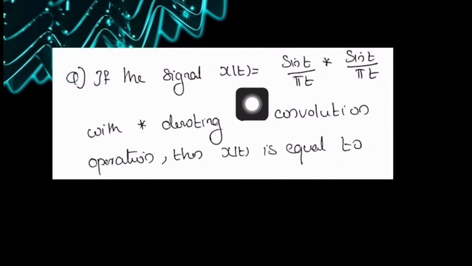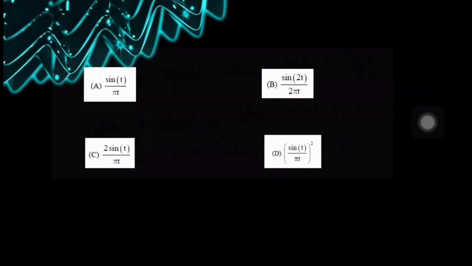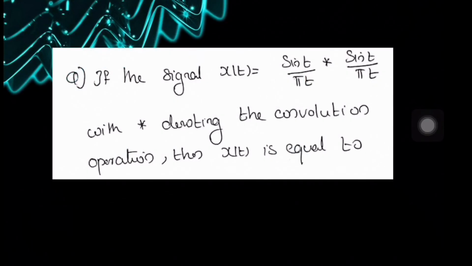If the signal x of t is equal to sin t by pi t convolution sin t by pi t, with this symbol denoting the convolution operation, then x of t is equal to dash. 4 options are given. Let us first understand this question. Here we have a continuous time signal x of t which is given as convolution of sin t by pi t with itself, and we are asked to find out x of t.